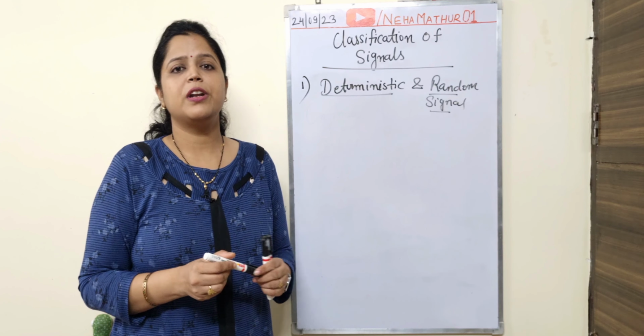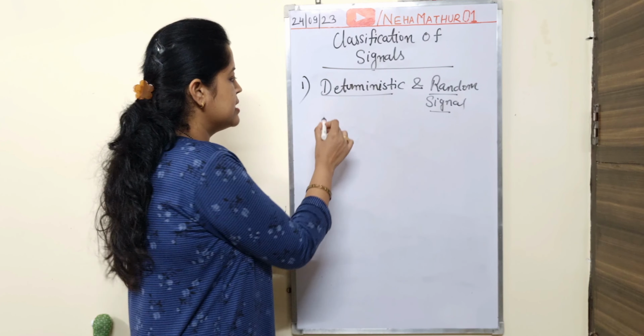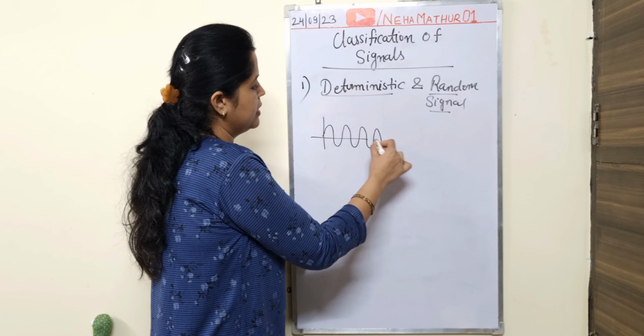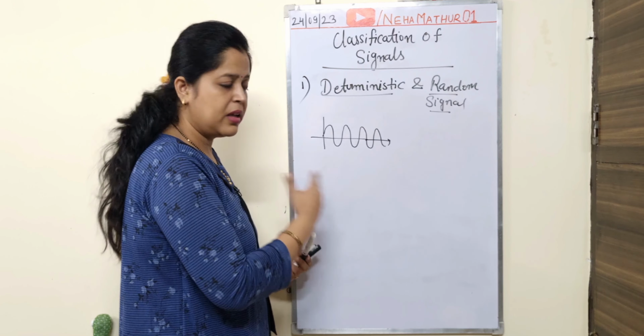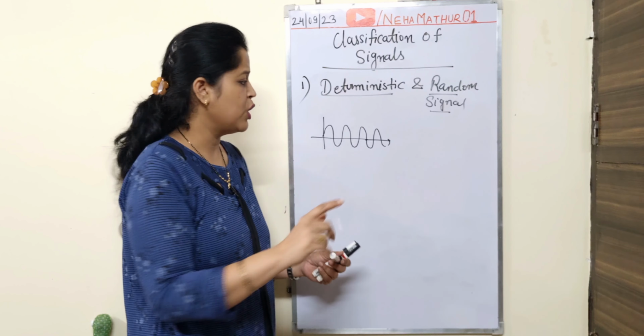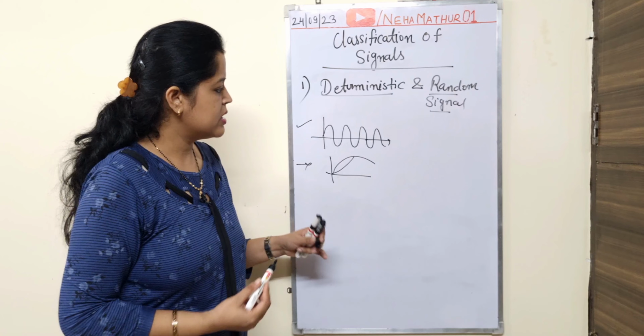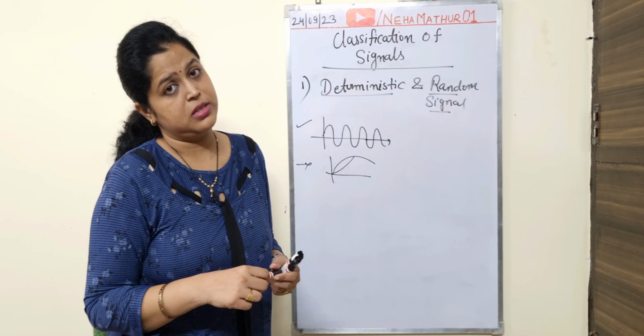The best example of a deterministic signal is a simple sine wave. This signal has a regular pattern, and there is no uncertainty in its amplitude and phase with respect to time. So such kinds of signals come under the category of deterministic. There are several other examples of deterministic signals. It may be an exponential signal like this or like this. So all these signals come under the category of deterministic signal.